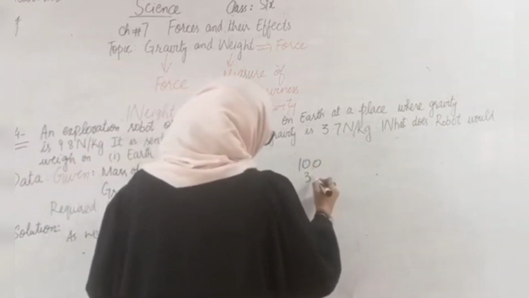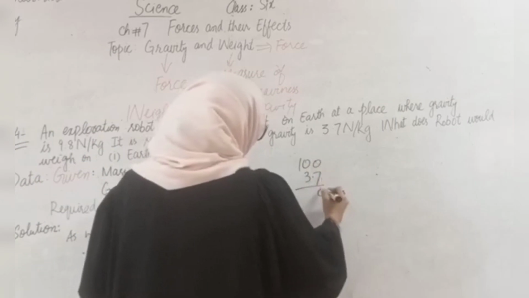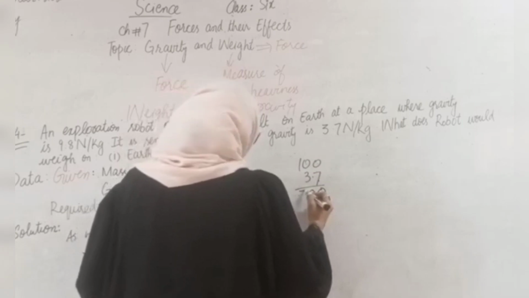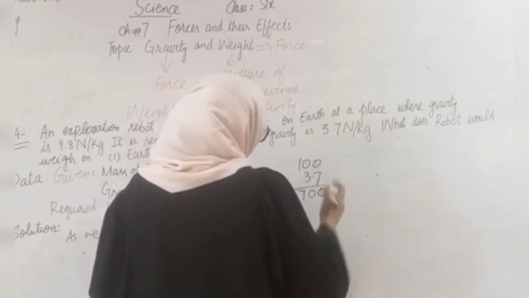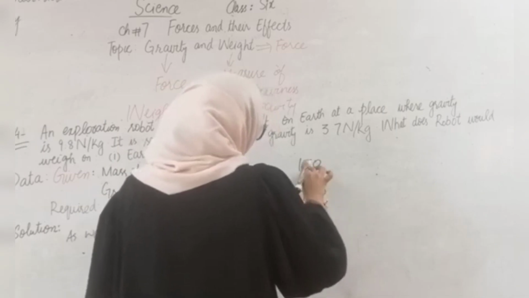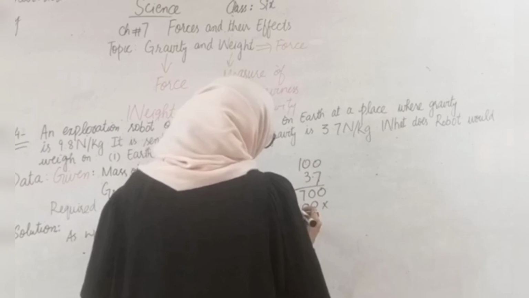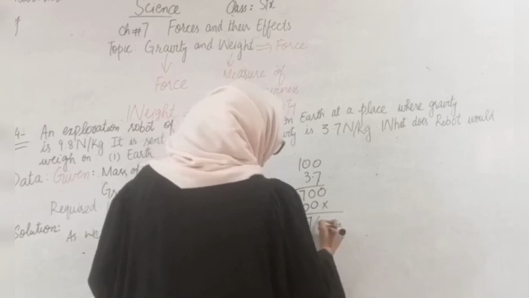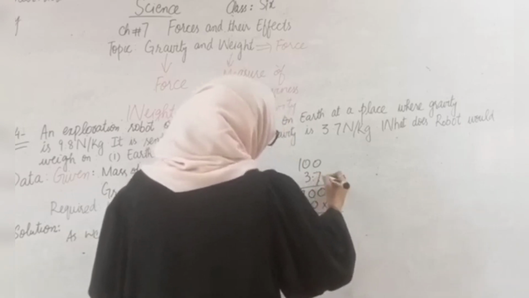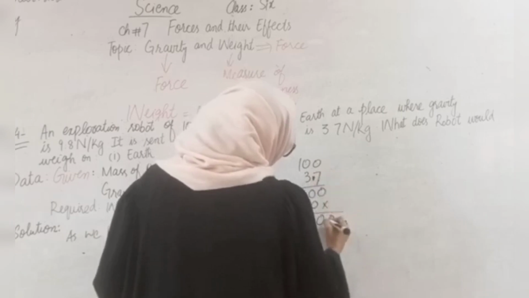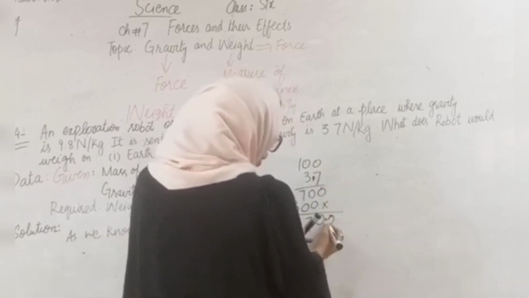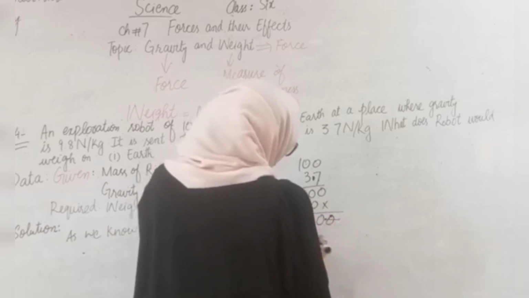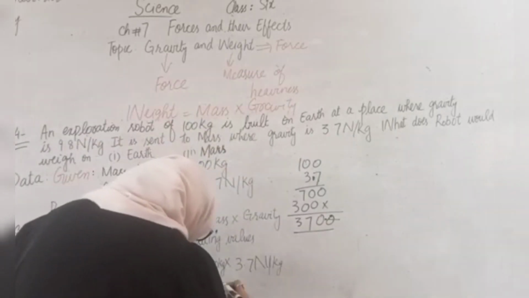100, 3.7. 7 zeros are 0, 7 zeros are 0, 7 ones are 7. 3 zeros are 0, 3 zeros are 0, 3 ones are 3. Then 3, 7 plus 0, 7, 0 and 0, and the decimal point is after one digit. We will mark the decimal point after one digit, and when the decimal point is near to 0, we will cut the decimal point with 0 as well. You know that 370 is our answer.